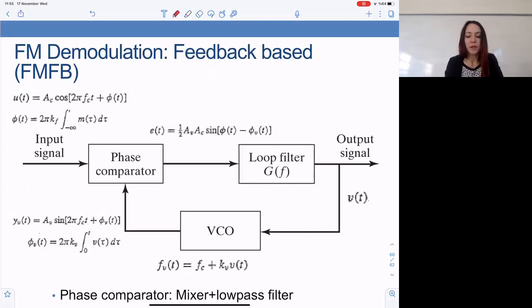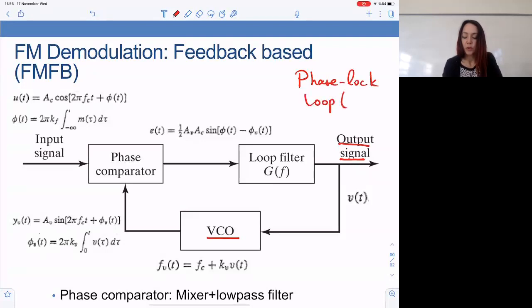The main ingredient is to use a voltage controlled oscillator in the feedback loop, to which we feed the demodulated signal. So here is the principle. The structure that you're seeing here is actually a phase lock loop, abbreviated as PLL. And here is how it works.